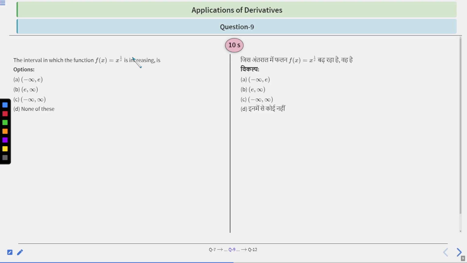So what is the condition for an increasing function? The condition is f dash x should be greater than 0 for strictly increasing, and for increasing, f dash x should be greater than or equal to 0. Clear? So f(x) is given, we will find f dash x, and apply f dash x greater than 0, and we will see in which interval it lies after applying the inequality. So you have 10 seconds to solve this question. After 10 seconds, we will discuss the solution.